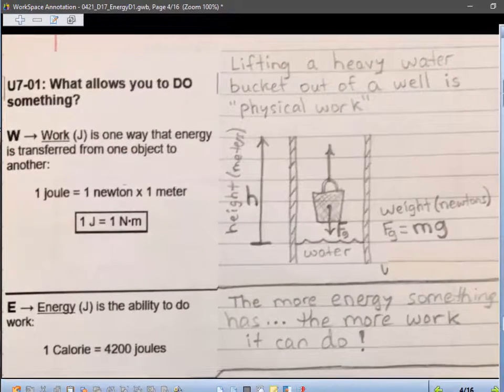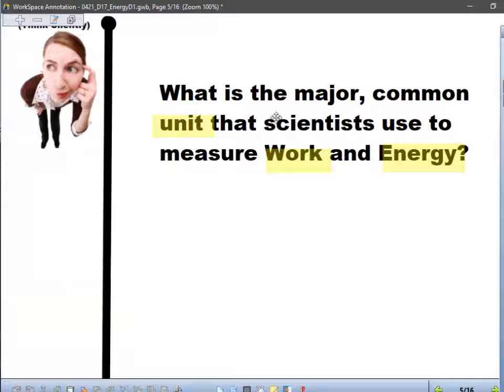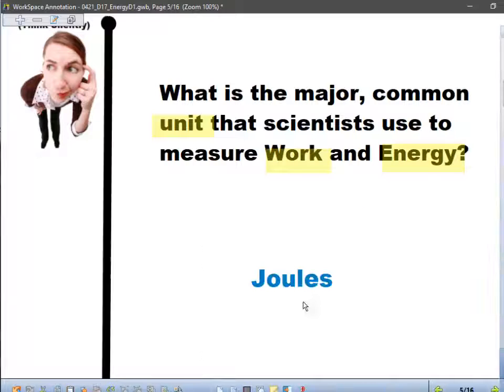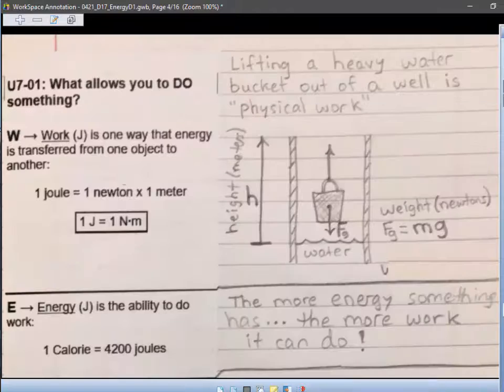So before we move on, I want to ask you a question. What is the major common unit that scientists use to measure work and energy? What do we measure work and energy in? It's joules. And now we're going to do a couple examples.